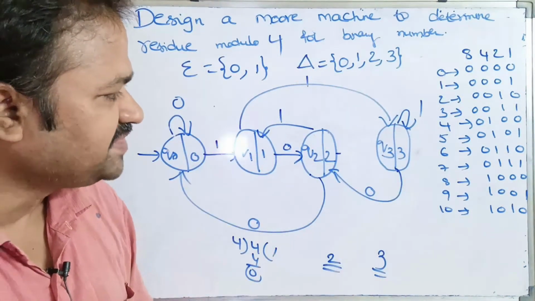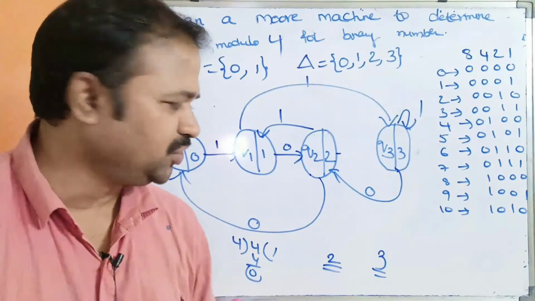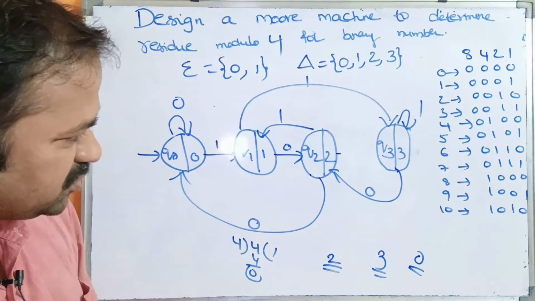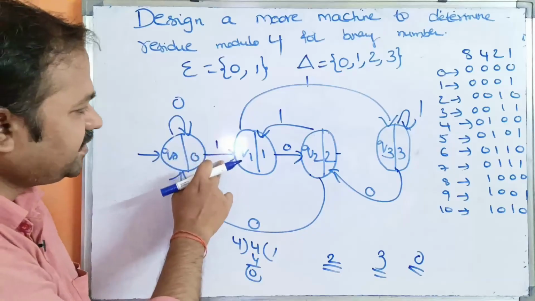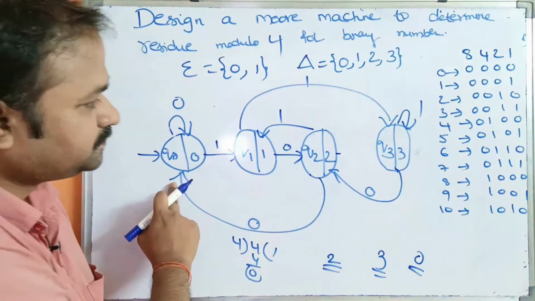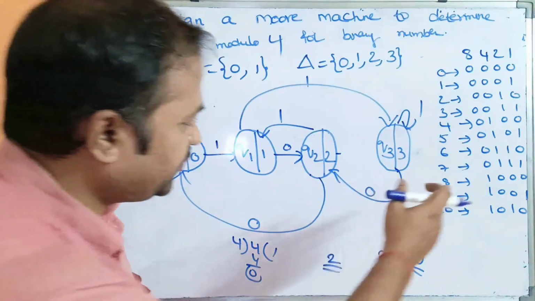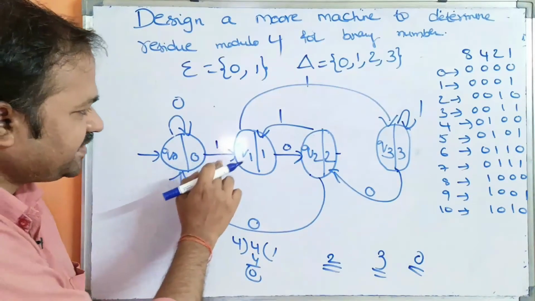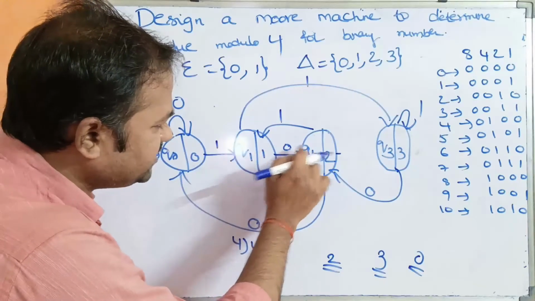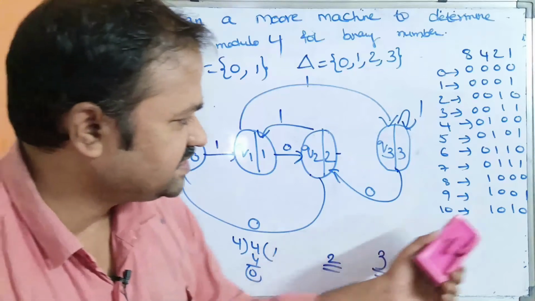Next 8 means 1 0 0 0. 8 modulo 4 result is 0, since 4 twos are 8. So we need to be at Q0 state. So what is the input? 1 0 0 0. So 1, next 0, next 0. The self loop is on 0, so this is already applied. Q0 on 1 goes to Q1. Q1 on 0 means Q2. Q2 on 0 means Q0. Q0 on 0 means Q0. So this is already over.